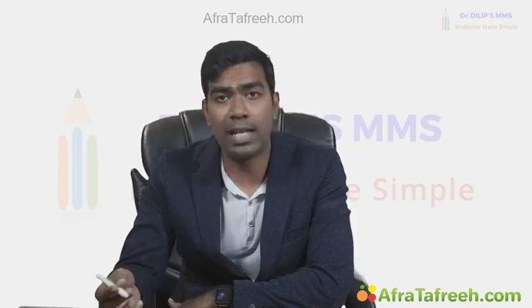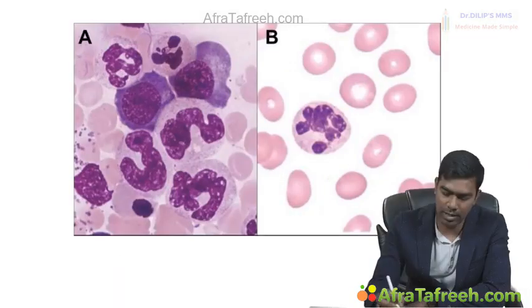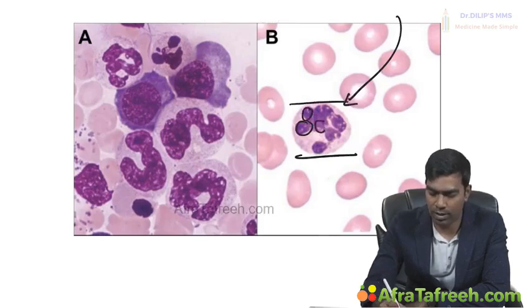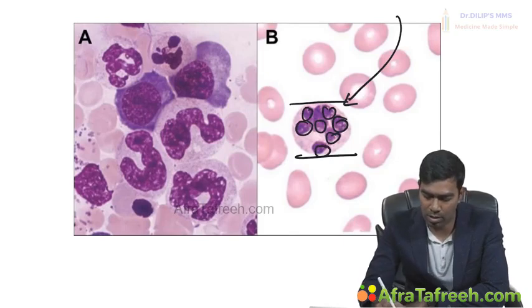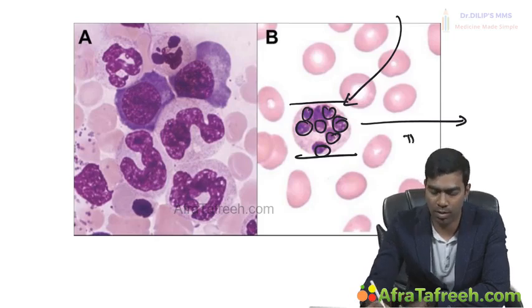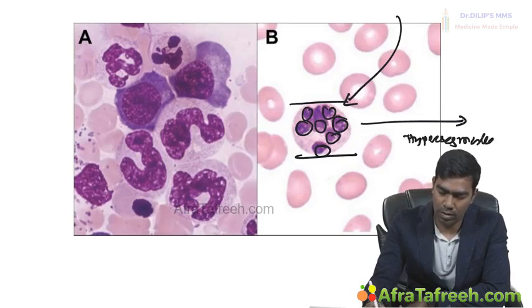If you want to see what a hypersegmented neutrophil looks like, you can see this picture. This is an example of a hypersegmented neutrophil where you can see almost, I think, 7 lobes. So definitely this is a characteristic example of a hypersegmented neutrophil.